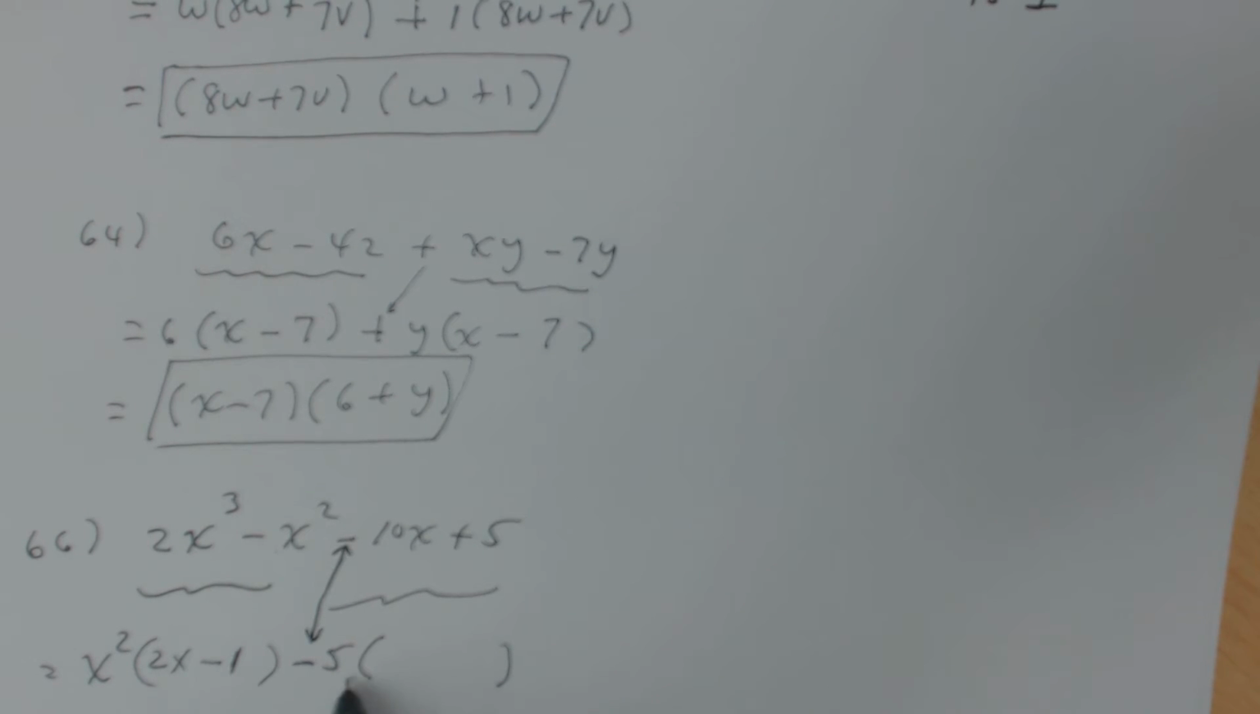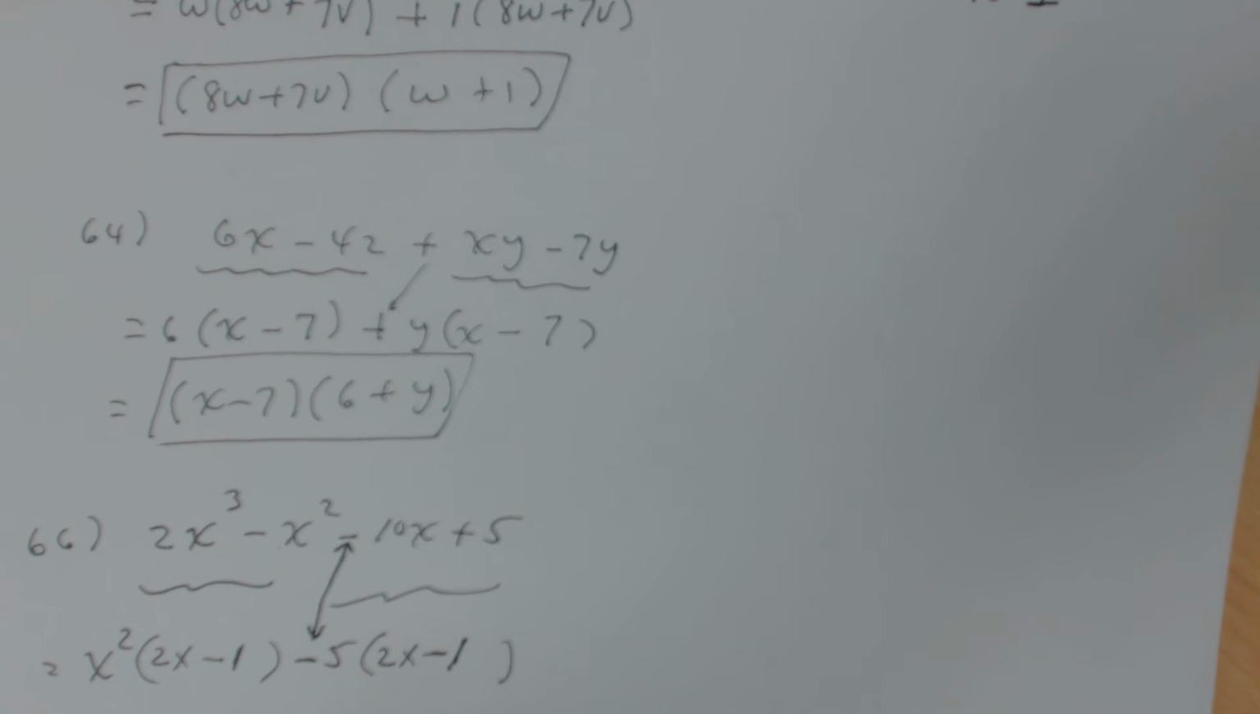Negative 5 times what is a negative 10x? So the answer is 2x. Don't say negative 2x. That's not true, because a negative times a negative would be a positive, and that's not what we want. We want a negative. So this is a positive 2x. A negative 5 times what is a positive 5? Well, remember, a negative times a negative is a positive. It just has to be negative. Now, negative 5 times a negative 1 is a positive 5.